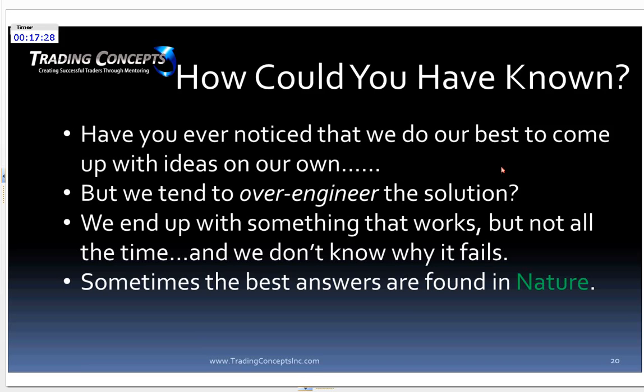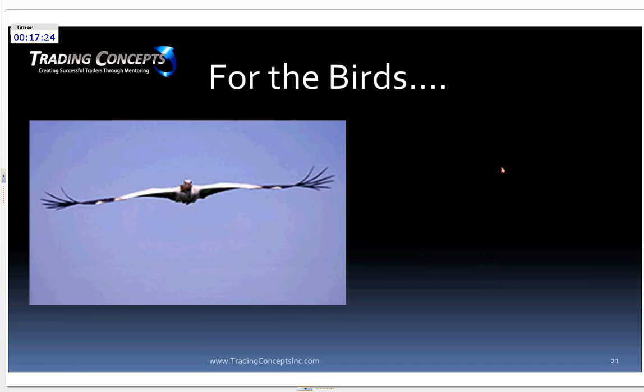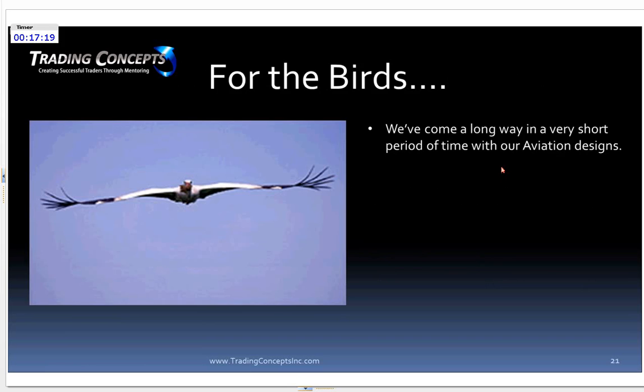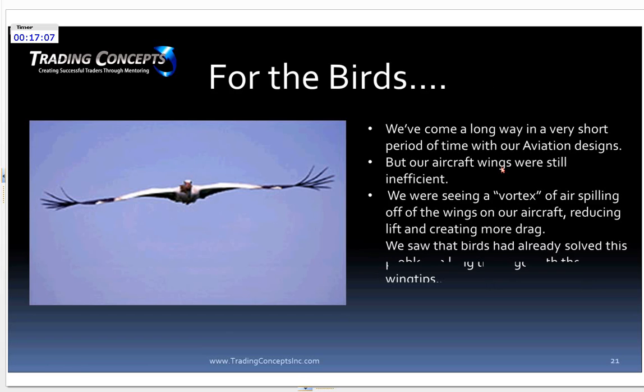Sometimes the best answers that we have out there are found in nature. Let's give an example with the birds here. We've come a long way in a very short period of time with our aviation designs. But our aircraft wings are still inefficient, or at least they used to be. We were seeing a vortex of air spilling off the wings of our aircraft, reducing lift and creating more drag. But we saw that birds had already solved this problem a long time ago with their wingtips.